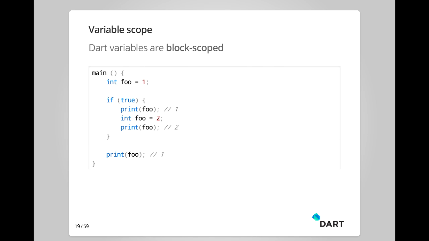What about variable scope? In JavaScript, we have function scope. Of course, in JavaScript Harmony, we'll get block scope. In Dart, we basically have only block scope. So here, the variable foo with the value 2 won't be visible outside the if statement.